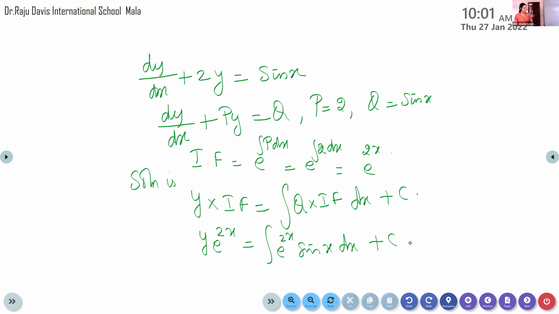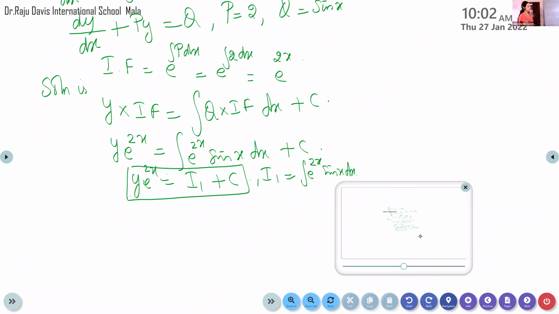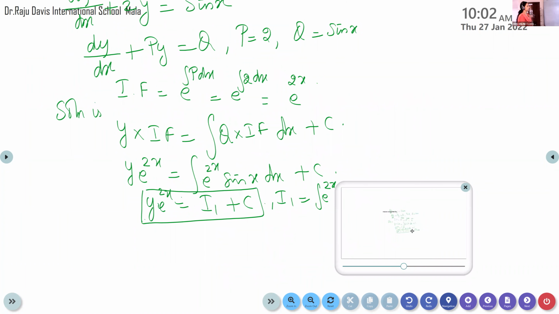Now we have to integrate e raised to 2x into sin x dx. How to integrate this? Here we have to use integration by parts. I am going to name this as I1 and find it separately. Y into e raised to 2x is equal to I1 plus c, where I1 is the integral of e raised to 2x into sin x dx. This one we have to integrate separately using integration by parts.